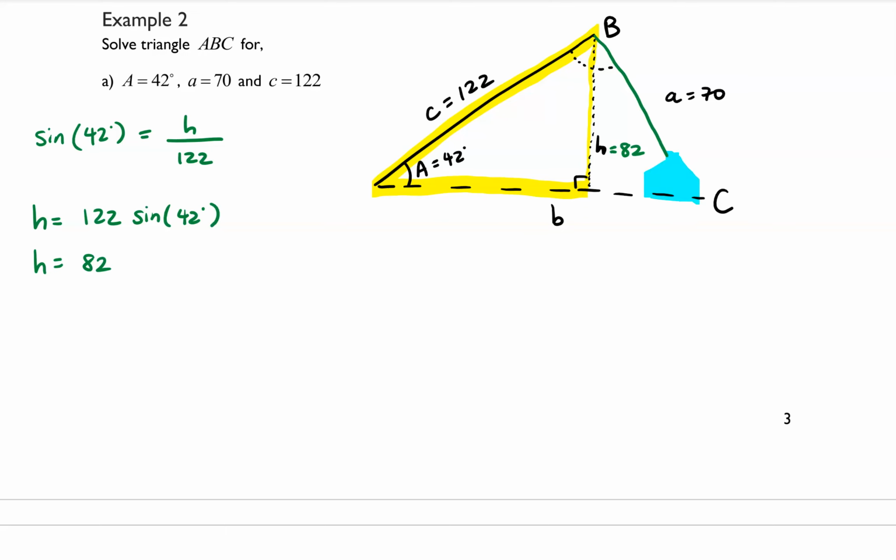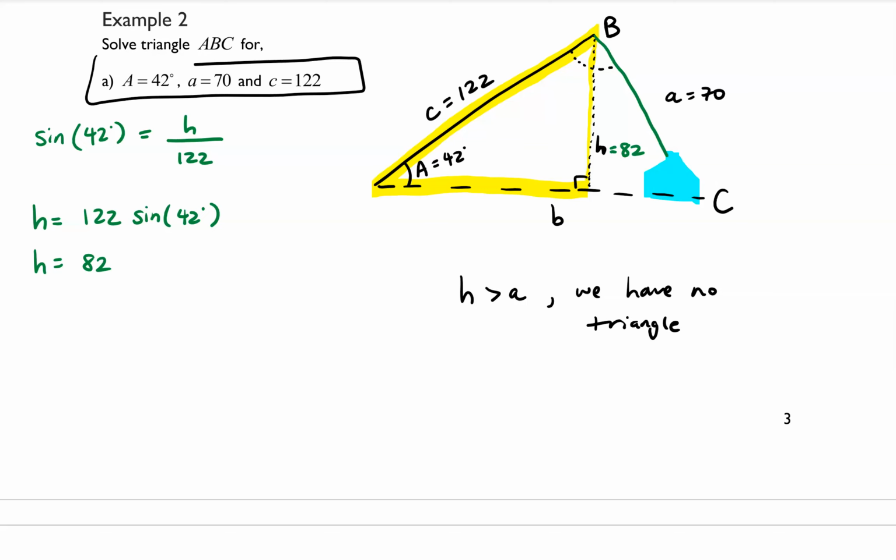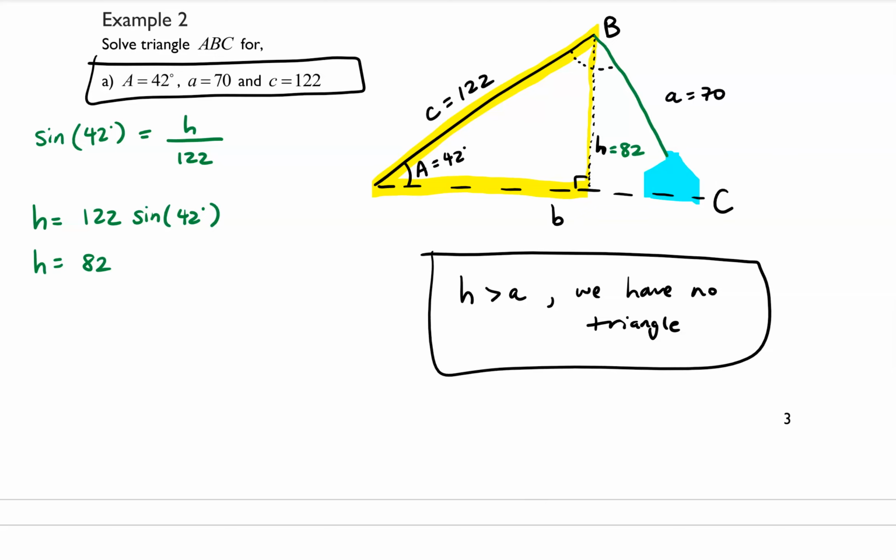And so what that tells us is that because our height is greater than a, we have no triangle. So these measurements that are given do not form a triangle, and that concludes this example.